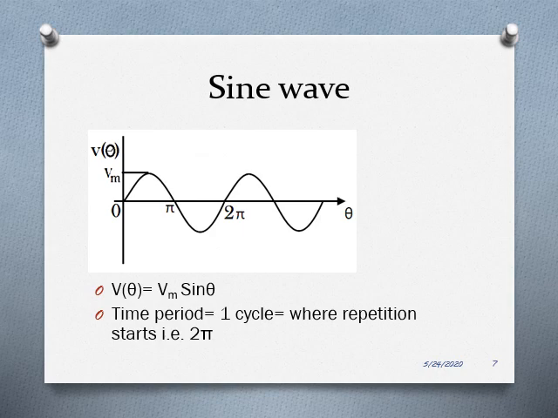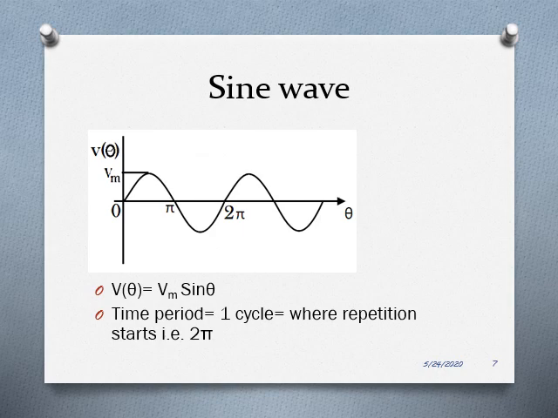Now whenever we are trying to calculate an RMS or average value, the first two things you should know are its function and time period. The function of a sine wave we have already derived in the generation of alternating voltages portion. V of theta is equal to Vm sine theta, where Vm is the amplitude or maximum value.